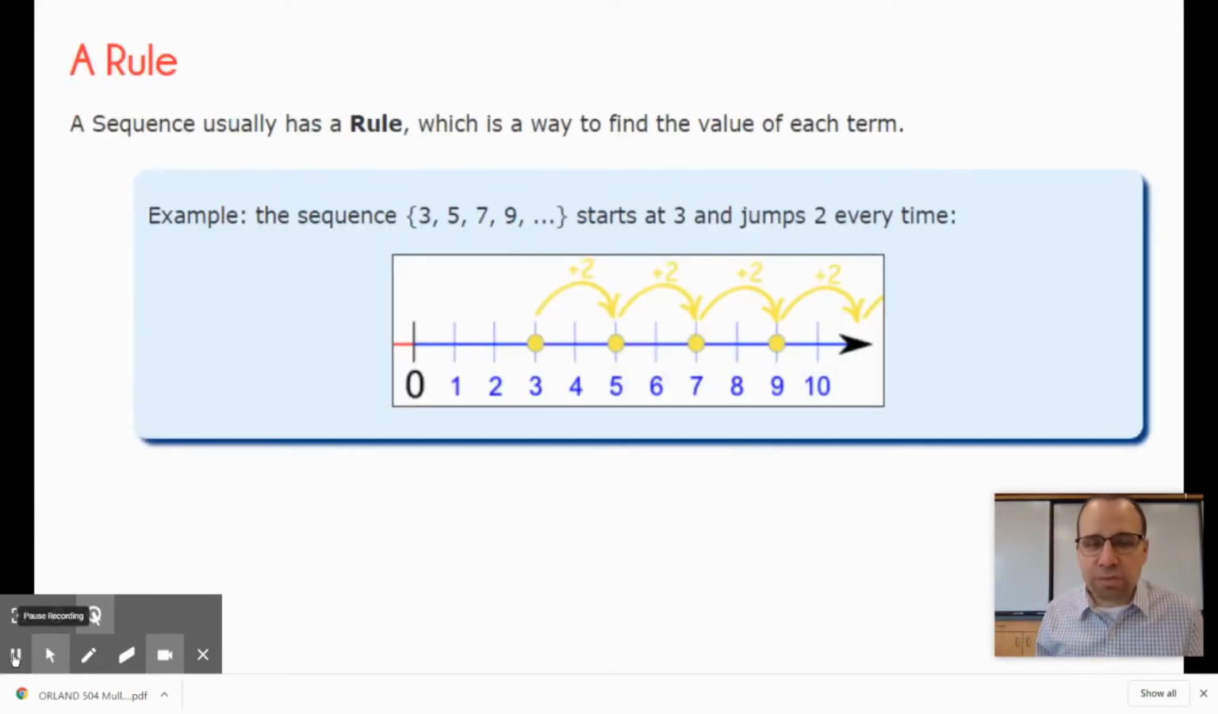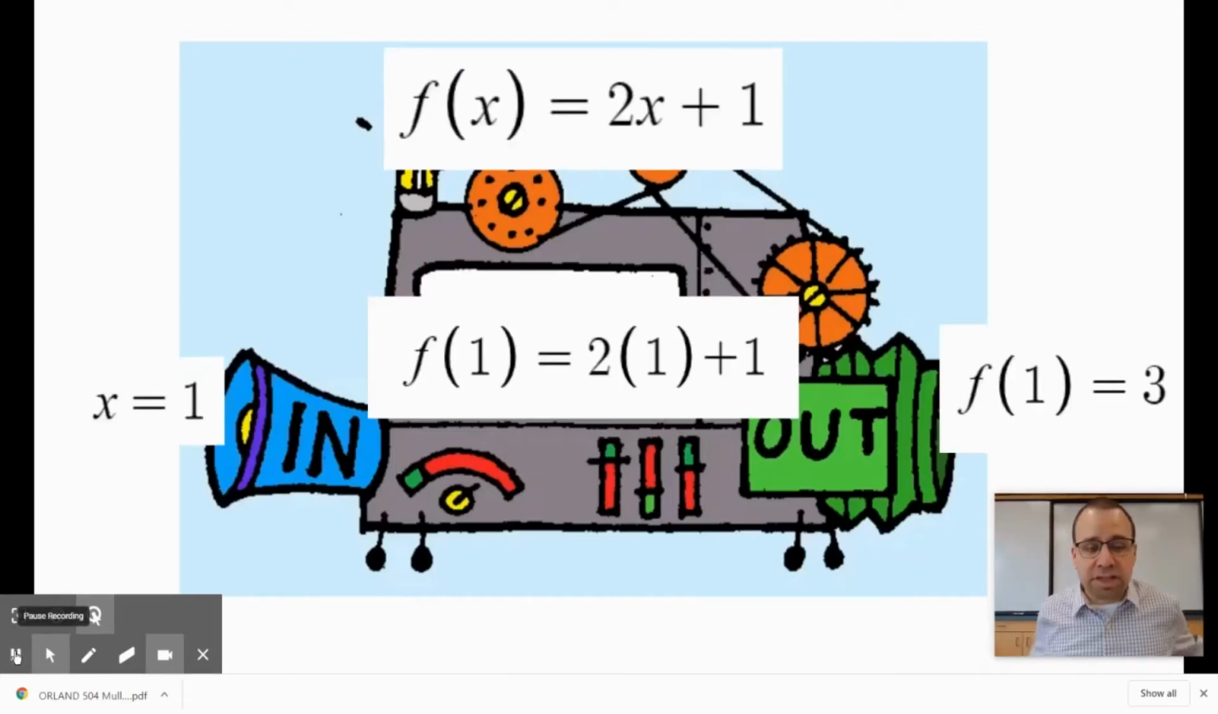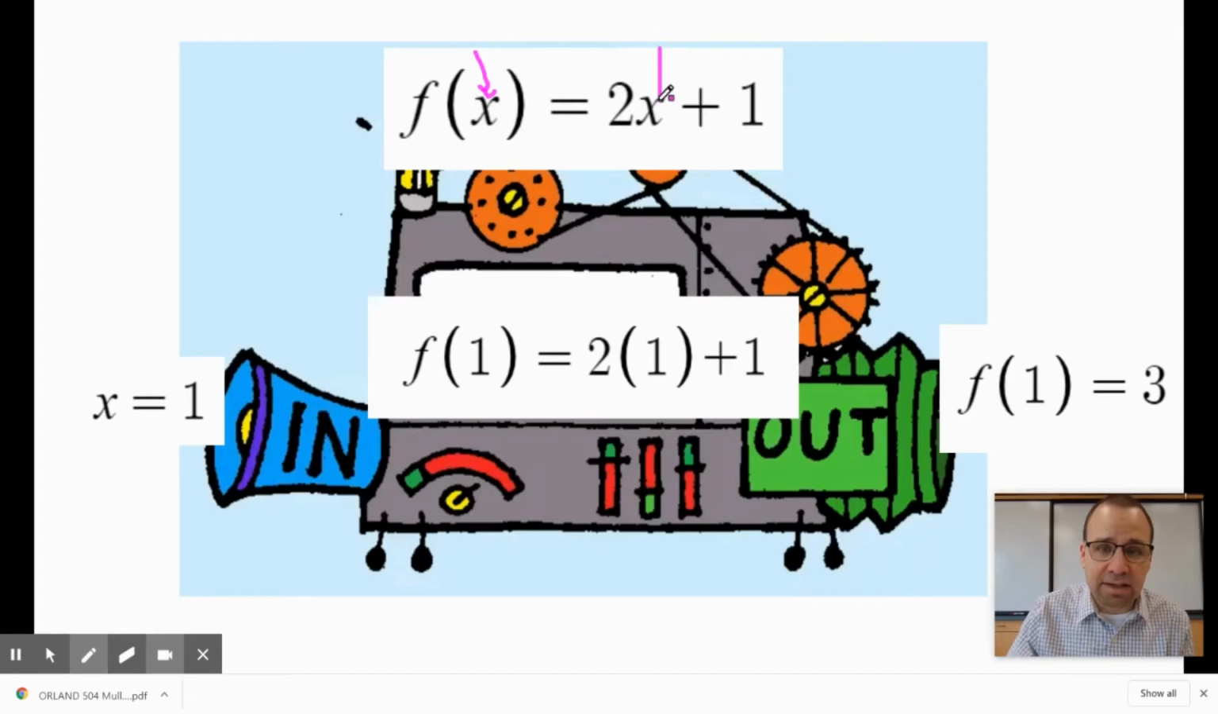A sequence usually has a rule, which is a way to find the value of each term. We're going to use the example 3, 5, 7, 9, continued. Remember the function machine? Here's an example. If x is equal to 1, we substitute the value of 1 in for x here and here. As you can see, 2 times 1 is 2, plus 1 is 3. So you would say f of 1 is equal to 3, or in other words, the value of y when x is equal to 1 is equal to 3.